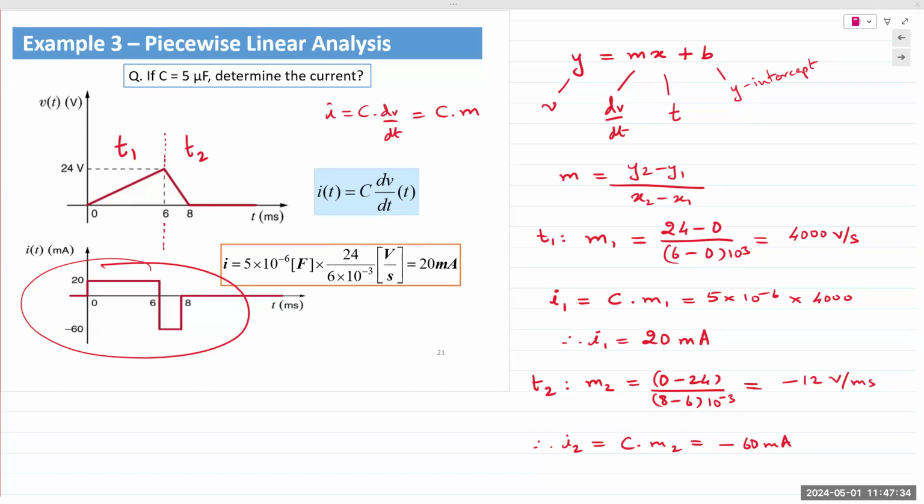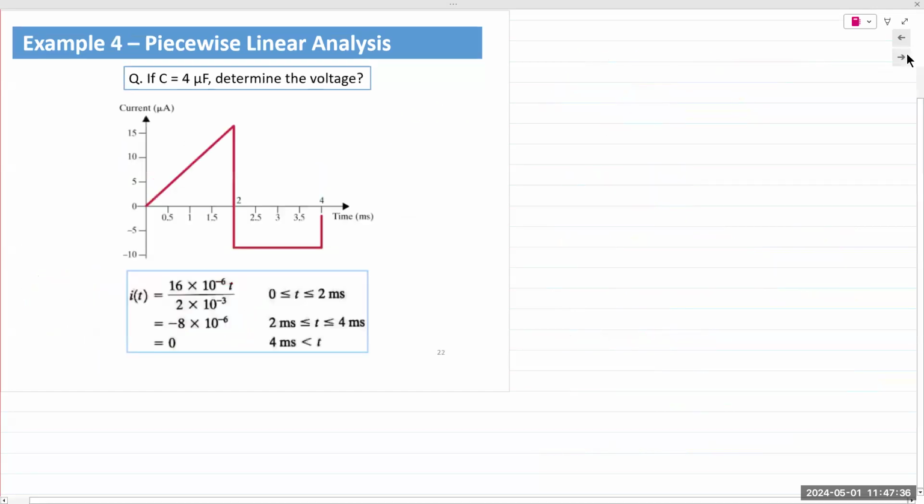All right. 13 minutes left to finish up example 4 in that time. Same approach, piecewise linear analysis, but this time we are given the current, and now we're asked to find the voltage. Instead of performing just a simple derivation, we now have to do an integration. And I will explain the math, of course.